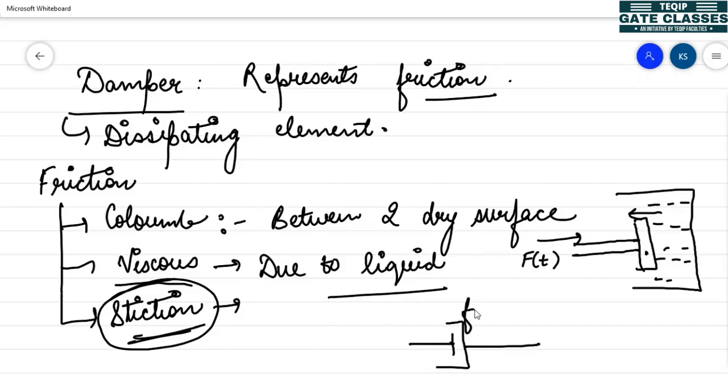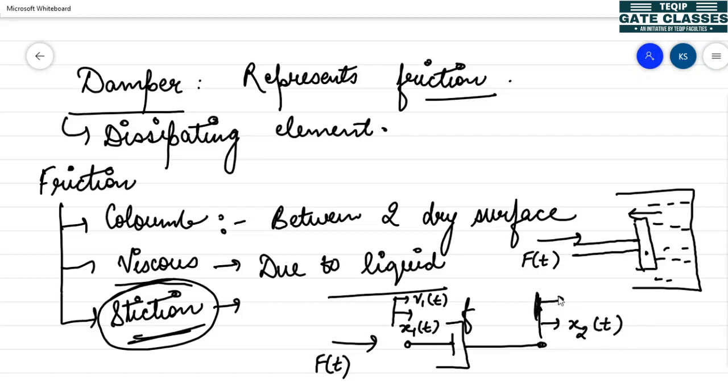So the damper is represented as this. We have taken damping coefficient as F, and these are two nodes of this damper element. I am applying the force F of t to this node, due to which there will be some displacement x1 of t and some velocity v1 of t at this node. The displacement here is x2 of t and velocity is v2 of t. In some cases, you will find that the second node is reference node. In that case, x2 is equal to 0 and v2 is equal to 0.